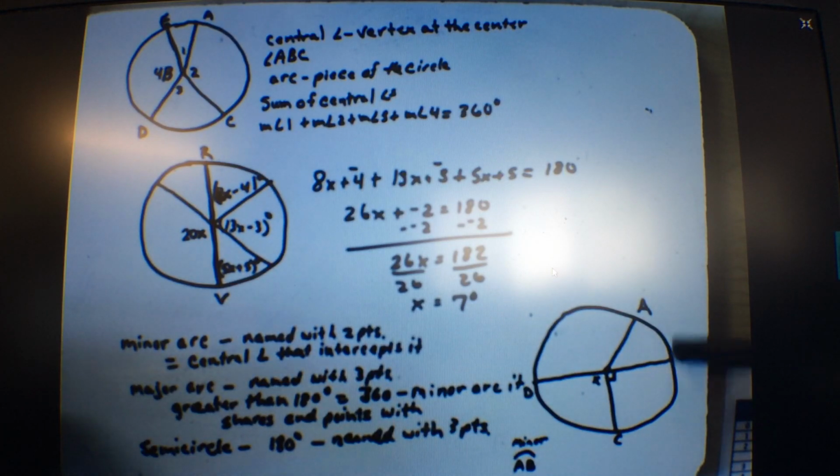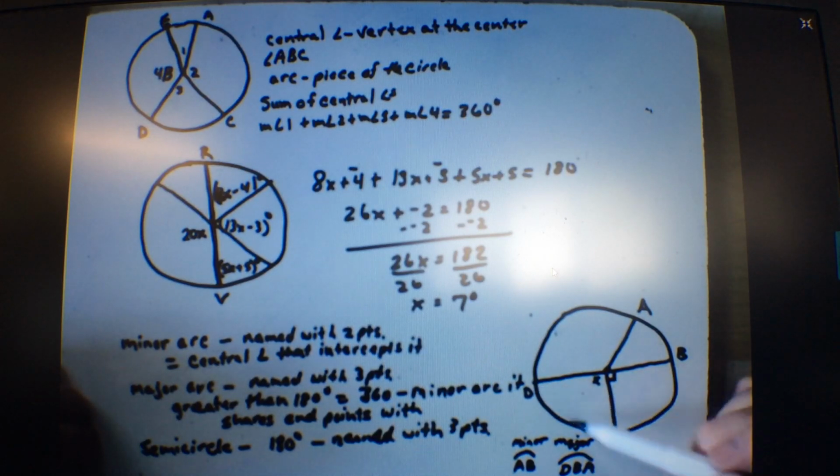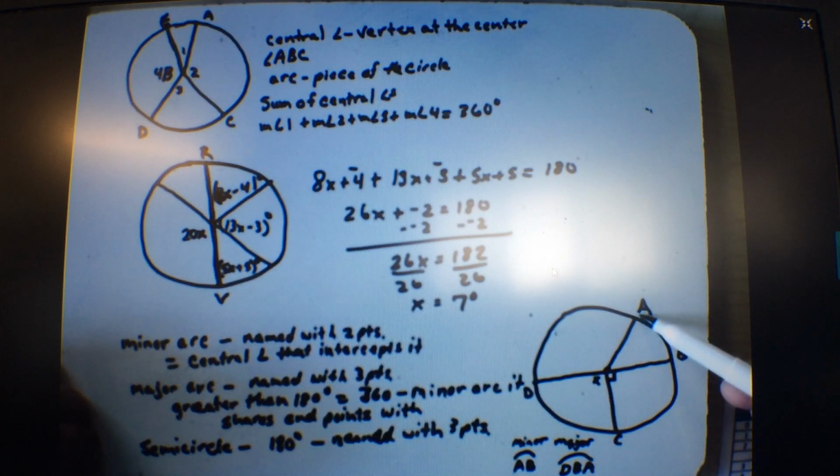Okay? A major arc would be what? DB is a semicircle, and you have to name it with 3 letters. So a major arc would be DBA. Okay, DBA goes from here all the way to here. It's over 180.